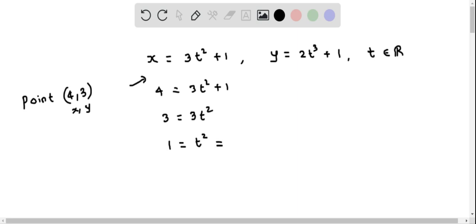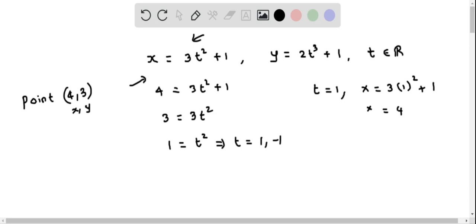Solving for t from this equation, we get two values of t, that is t equal to 1 or t equal to negative 1. So when t equals 1, we can substitute in both the parametric equations. That is, if we replace t by 1 into the equation for x, we get x equals 3 times 1 squared plus 1, and this equals 3 plus 1, which is 4.